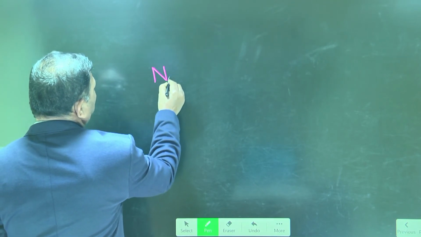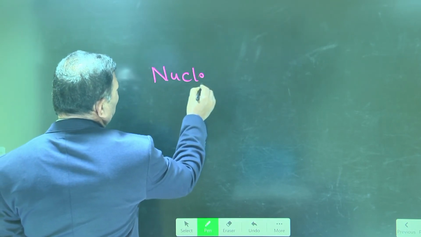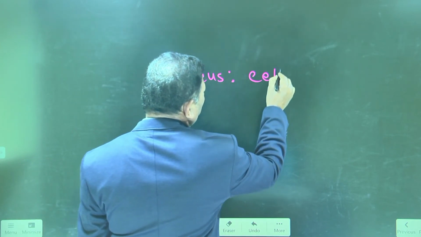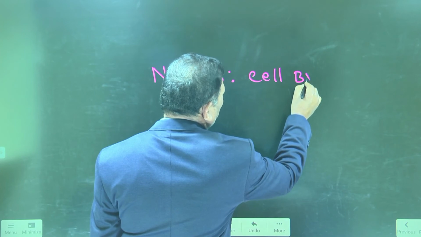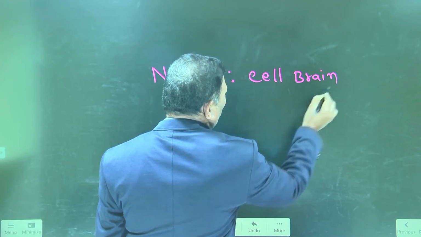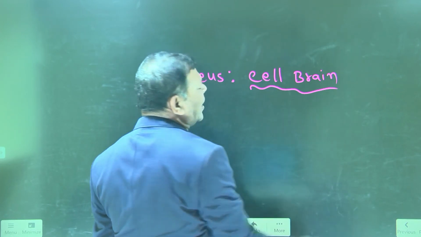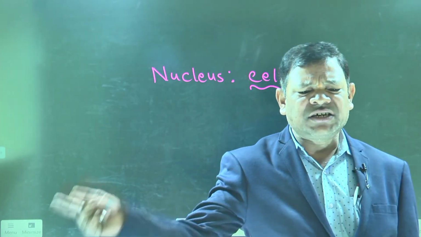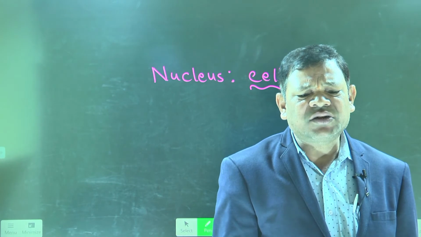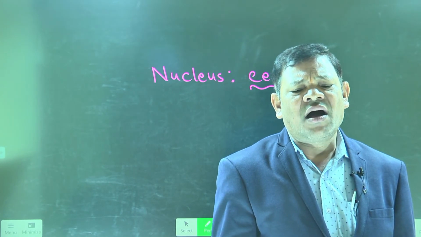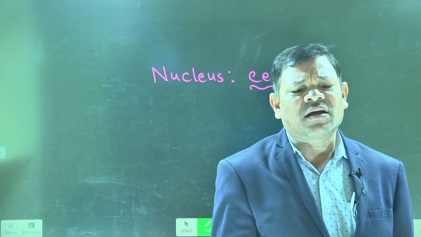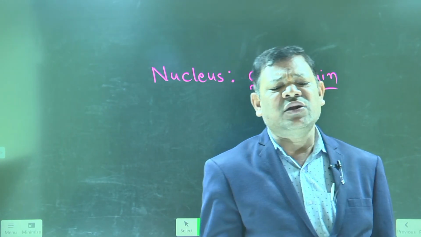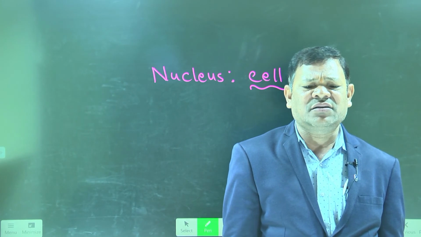Next, here another important point is nucleus, also called cell brain. Why is it called cell brain? Because all the functions of the cell, all the cell organelles, are under the control of that nucleus. So that's why nucleus is called cell brain.